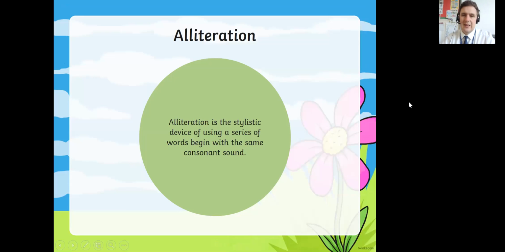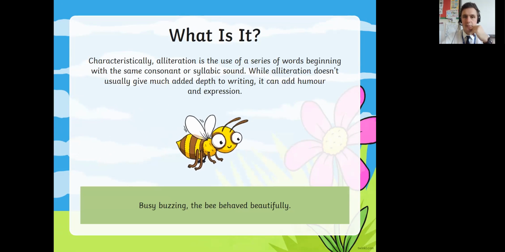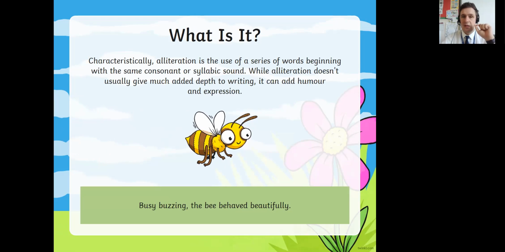Okay, so the technical description is alliteration is the stylistic device of using a series of words beginning with the same consonant sound. So when you hear a repeated sound more often than not, that is alliteration. A lot of the time it's the series of words beginning with the same consonant or the same sound. Now it may not add a lot of detail to your writing, but what it does, it makes your writing sound more expressive.